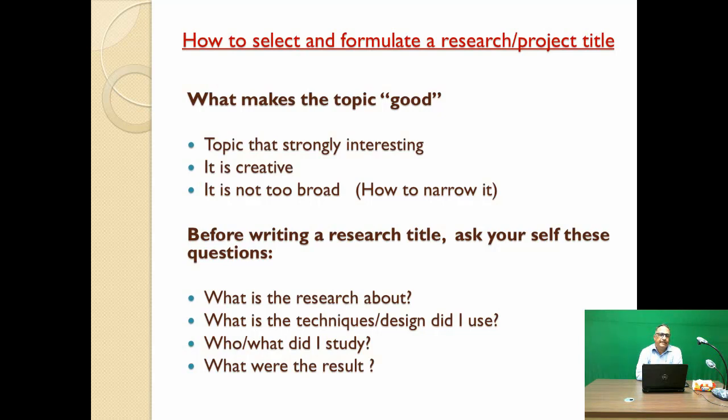Before writing a research title, you can ask yourself some questions to formulate the final title of your research. These questions are: what is the research about? Second, what techniques or design did I use? Who and what did I study? And finally, what were the results? We can see that we use the past tense here because the research title is usually written at the end of your project or your research.